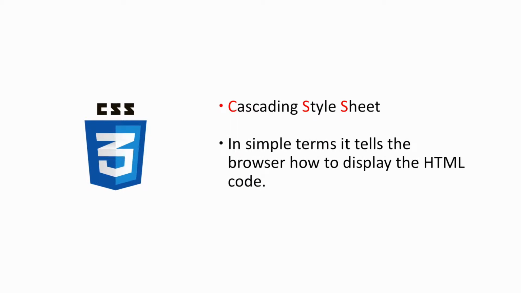Okay, so CSS stands for Cascading Style Sheet. In simple words, all it does is that it tells the browser to display the HTML code in a certain manner. It's kind of like HTML. It doesn't get compiled. All it is just a bunch of code that tells the browser to render something.